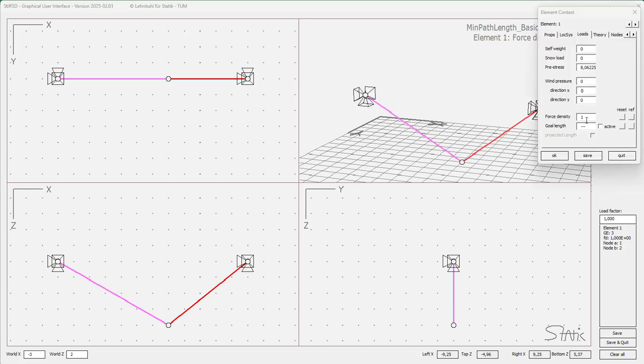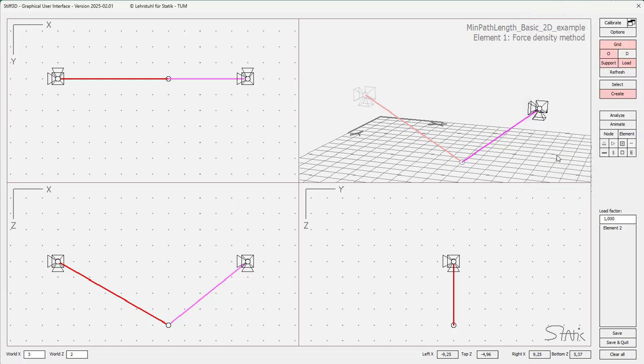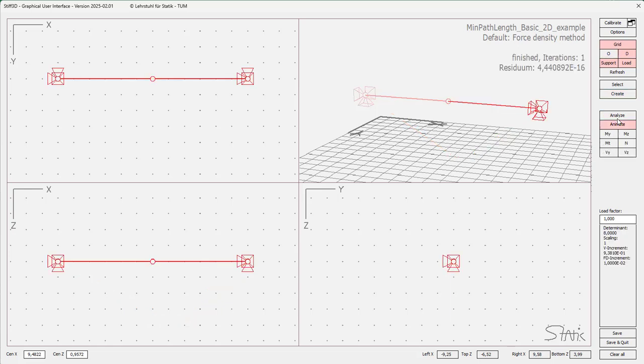Member number 1, we have force density 1. The value for the pre-stress force is not of importance. If we go to plane force density, element 2, also we start with force density 1, and again the value for the pre-stress force is not of importance. That is okay. And now we are ready to start the analysis, and as to be expected, one iteration step, and we reach the deformed configuration, the deformed geometry in equilibrium.